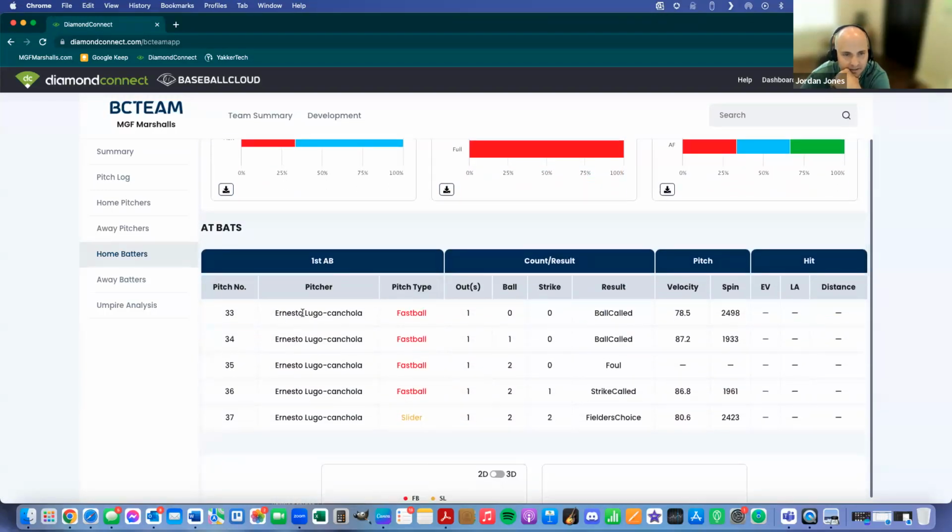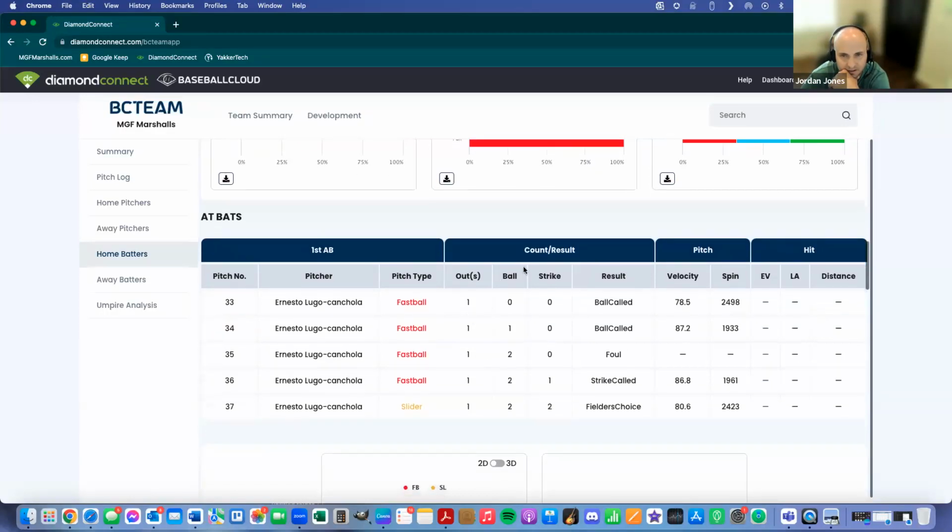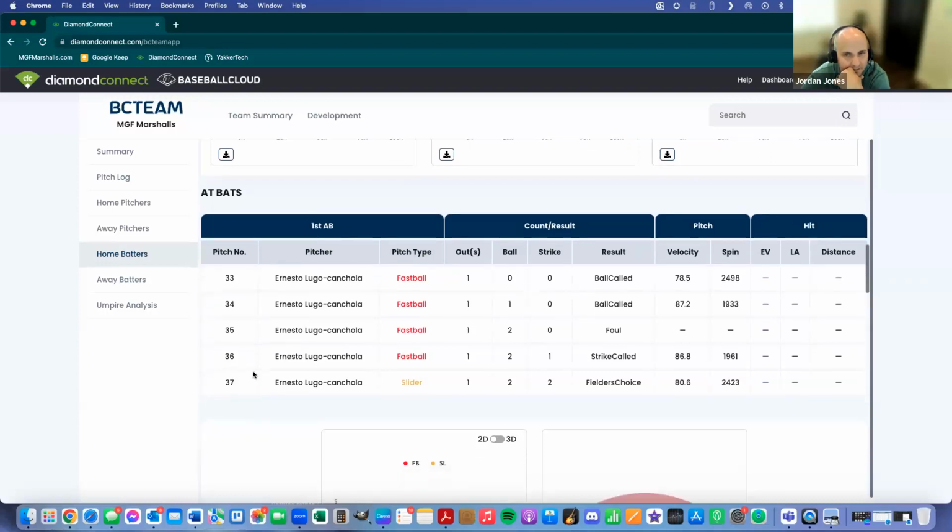So his at bats, who he faced. What does this count and result? So 1 out. It would just be the running at bat. Okay. So this is just 1 at bat. That's no balls, no strikes with 1 out. Correct. Yeah. That's the situation he's pitching in.